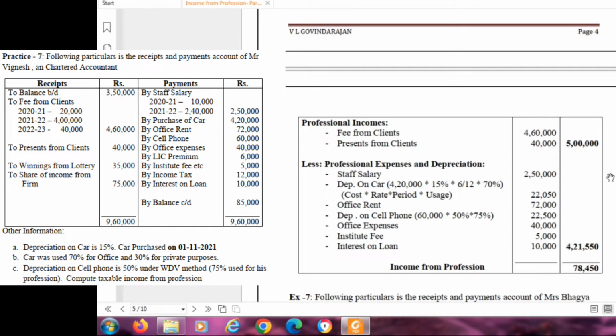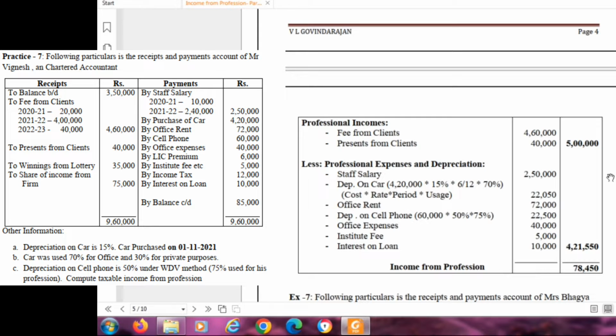In the payment side, staff salary, purchase of car, office rent, cell phone, office expenses, LIC premium, institute fee, income tax, and interest on loan were given. Other information: depreciation on car 15%, car purchased on 1/11/2021. The purchase cost of the car was 4,20,000.